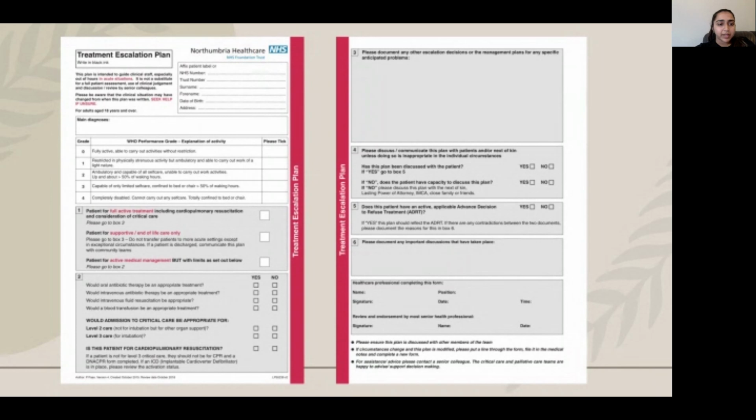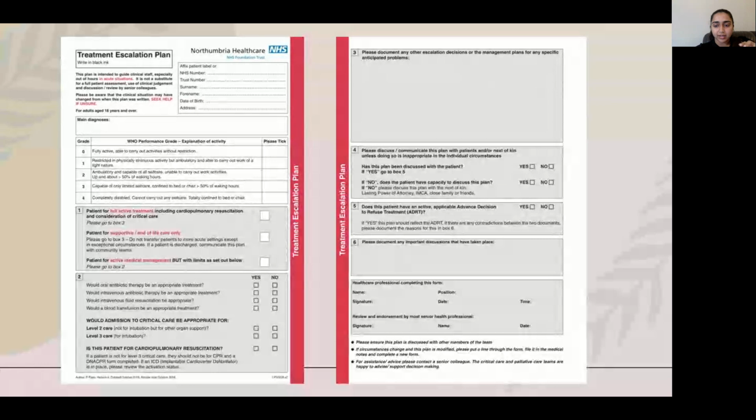Okay, so those are the pictures of the TEP forms that we use. You tick through and see what is appropriate. On ours it says oral antibiotic therapy, IV antibiotics, IV fluids, and blood transfusion. So they include those things. I'm not sure whether all trusts do that, but those would be the kind of things you're thinking about when you're discussing a treatment escalation plan with patients.